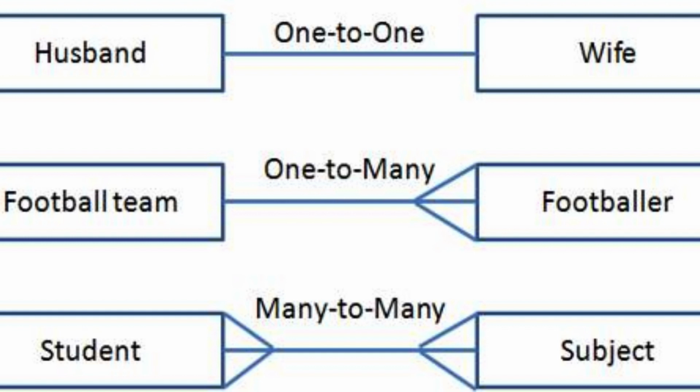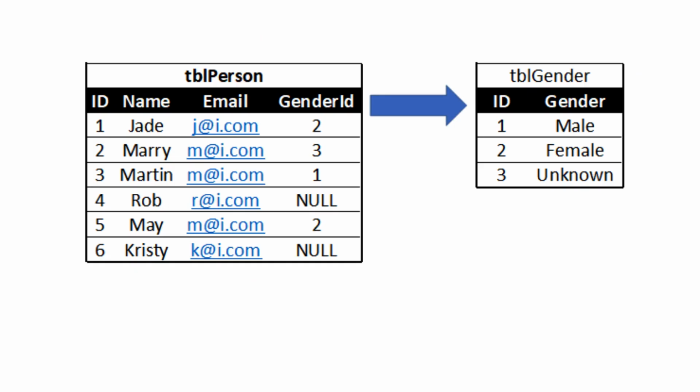To establish relationships between tables in a relational database, primary keys and foreign keys are used. A primary key is a unique identifier for each record in a table, while a foreign key is a field in one table that refers to the primary key in another table. By using primary and foreign keys, data can be easily linked and accessed across multiple tables in a database.